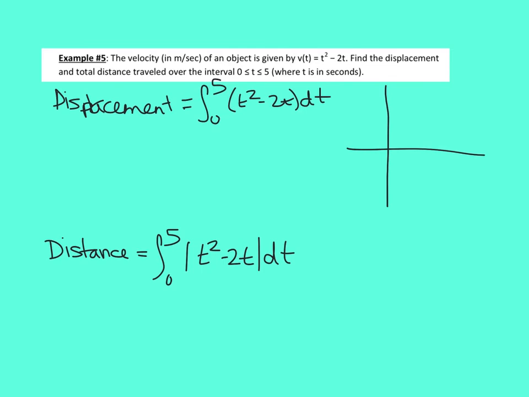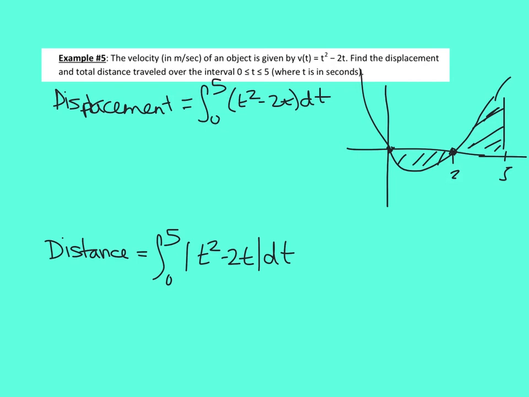So this graph is a parabola that has an x-intercept at 0 and 2. You can see that this is not drawn to scale, by the way. It's very much not to scale, but it's going to look a little bit like this. I'm hoping you get the idea of how it looks.